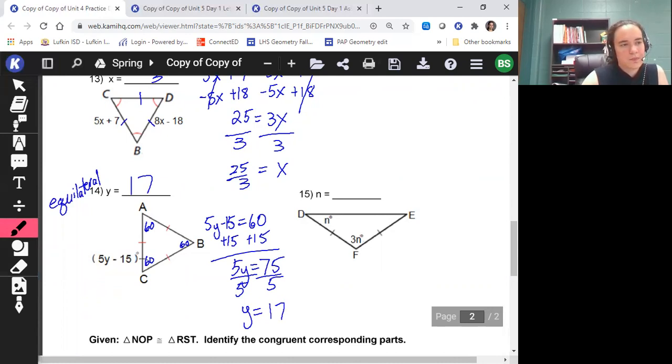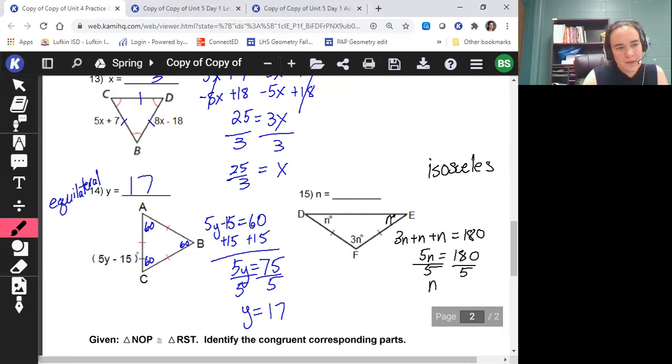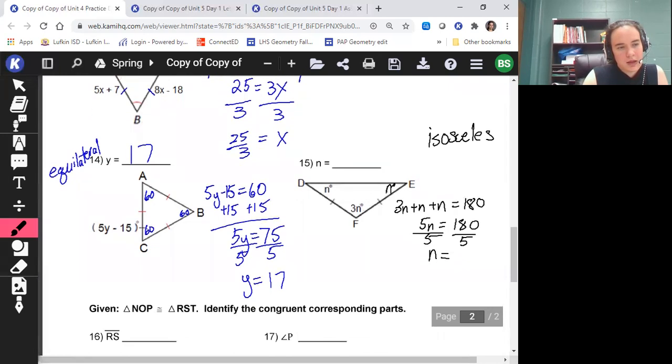Then our next one, we have an isosceles triangle again. Remember, your base angles are congruent. So angle D and angle E are congruent. That means angle E is also 3n degrees. Now we have something about each of those three angles, so we can add those three together. 3n plus 3n plus n equals 180. Combine our like terms. That gets us 7n equals 180. Divide by 7 on both sides. And n equals 36.